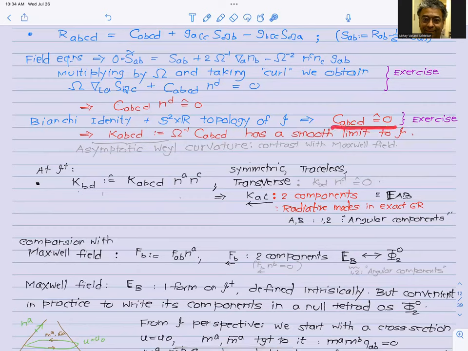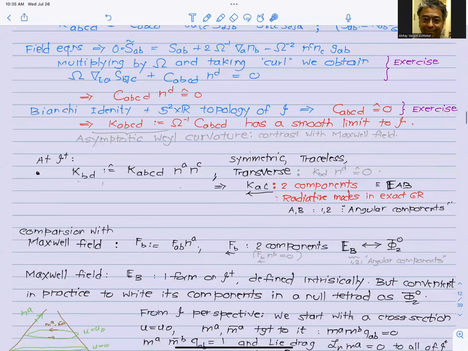Now, if something is equal to zero, then by L'Hopital's rule, omega is a good coordinate, so omega to the minus one times the Weyl tensor has a smooth limit to scri. And this is called the asymptotic Weyl curvature. Now, in contrast with the Maxwell field, where the asymptotic Maxwell field was equal to F or F hat, which is the same, here the asymptotic Weyl curvature is really given by omega to the minus one times C_ABCD. And that is why there is a lot of difference between Maxwell theory and general relativity. There are many similarities, but there are also differences.